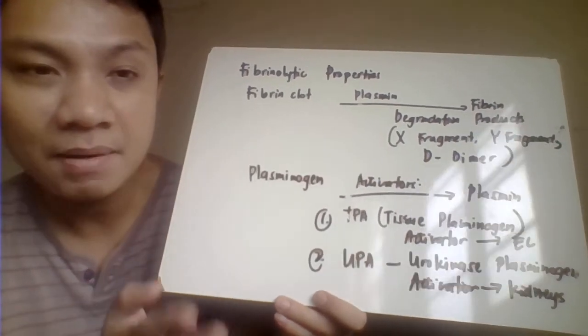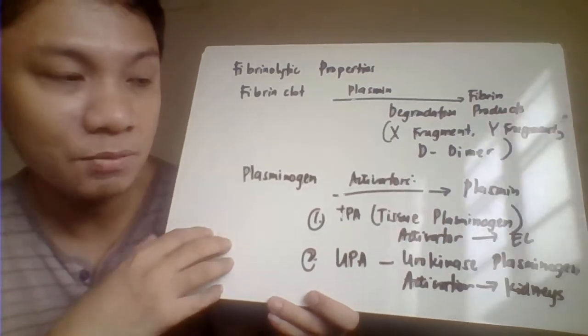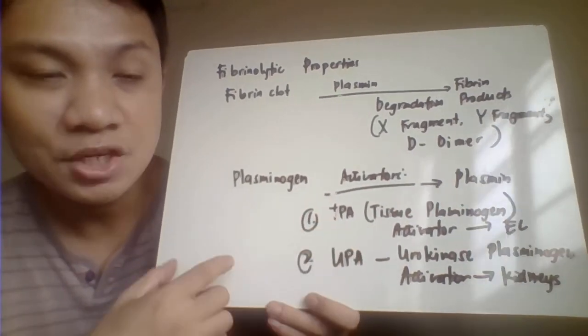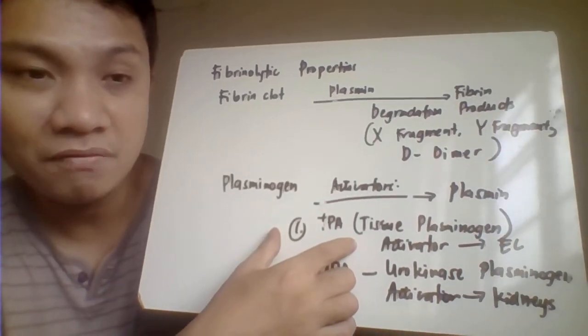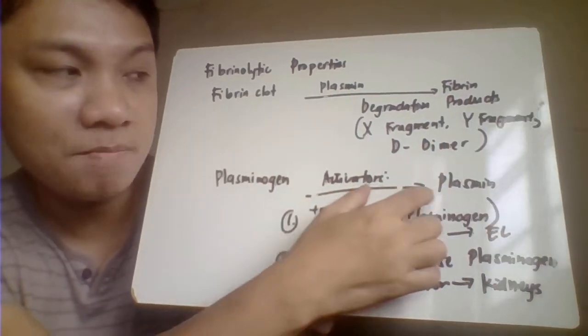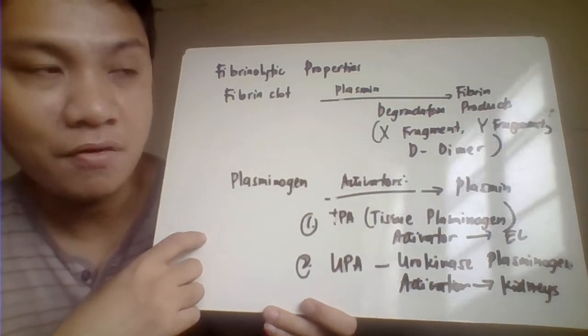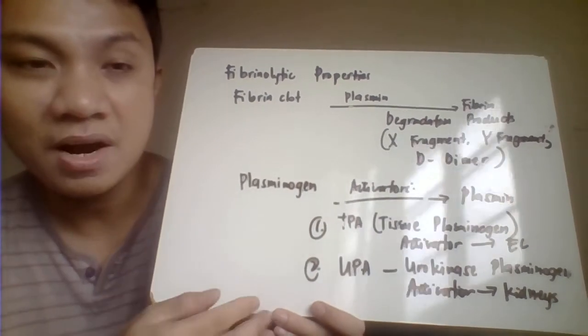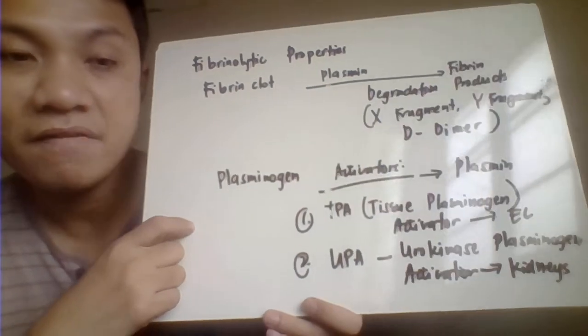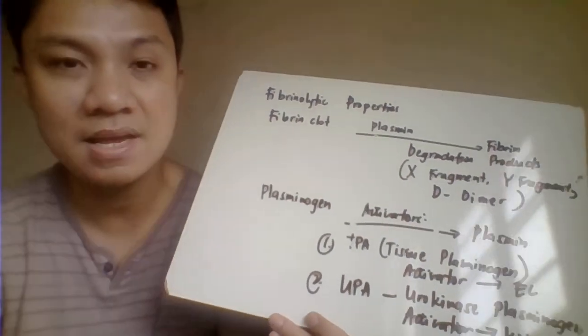Ang pinoproduce lang, makikita lang sa endothelial cells natin would be your TPA, tissue plasminogen activator. Again, this activator helps para ma-convert ang ating plasminogen into your plasmin, which is the active form para ma-dissolve ang ating clot. And making your endothelial cells involved in the fibrinolysis. Okay, thank you.